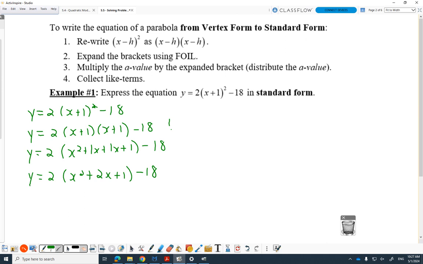Then what do you see? Remember, my goal to get to standard form is to get rid of all the brackets. I didn't accomplish that yet. By going x plus 1 times x plus 1, I FOILed that all out. Life's way better. But I still have one more distribution to go. The old kind of distribution, which is just arrow this 2 into everything. Multiply everything by 2. And then collect like terms.